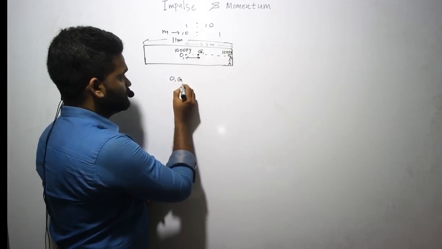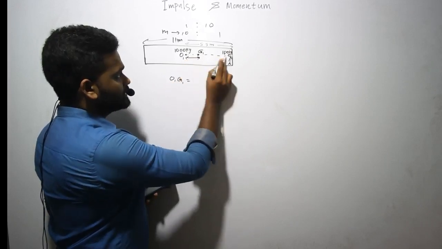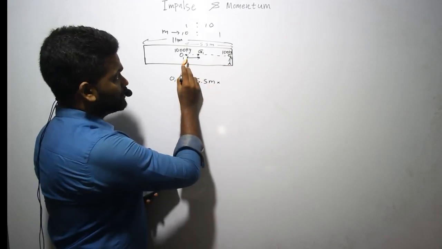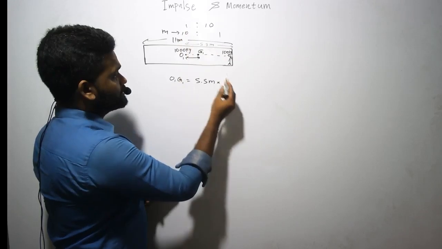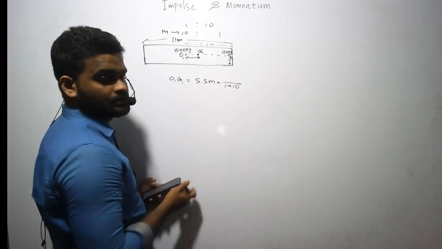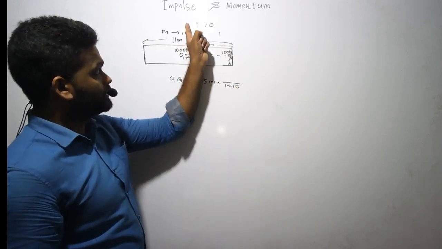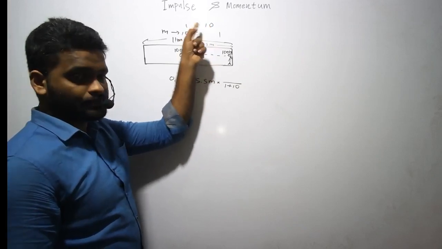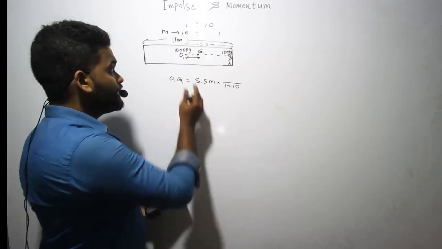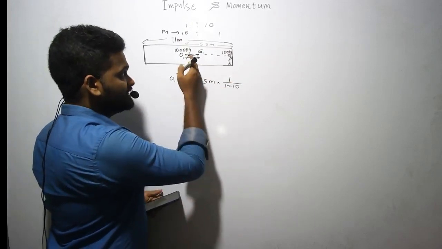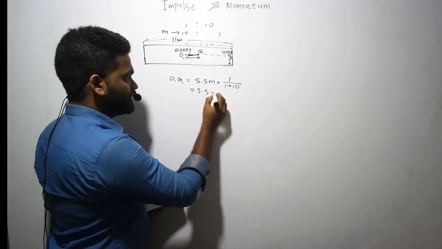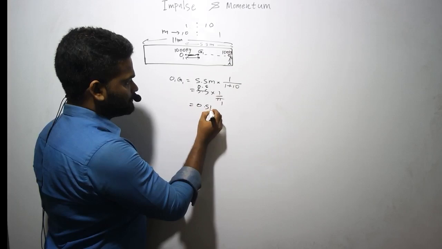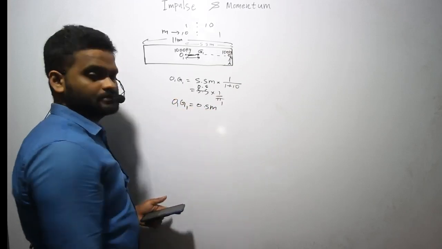So O1G1 equals what? Total distance is 5.5 meters times the total sum of ratios, 1 plus 10, right? You found the ratio, so the length should be divided in this ratio. So it is 1 and 10. And for this part, it is 1. It is not 10, it is 1. So 5.5 times 1 over 11, that is 0.5. So it should be 0.5 meters. So that is O1G1.